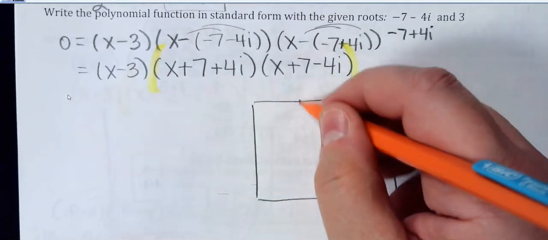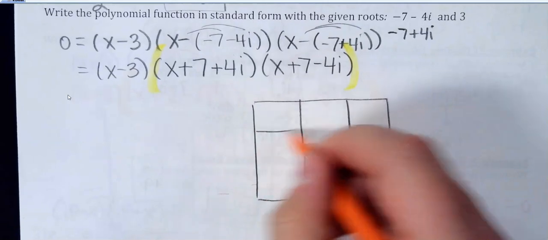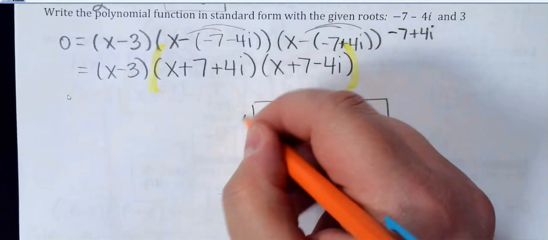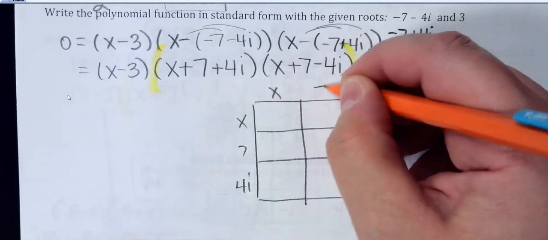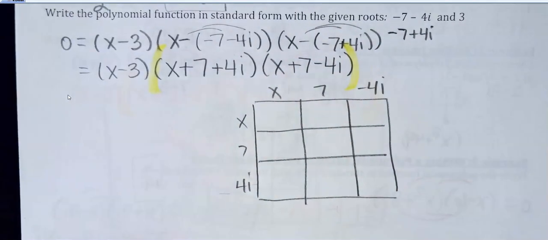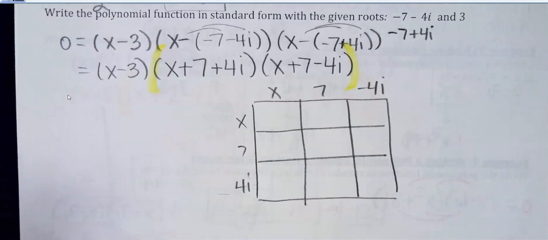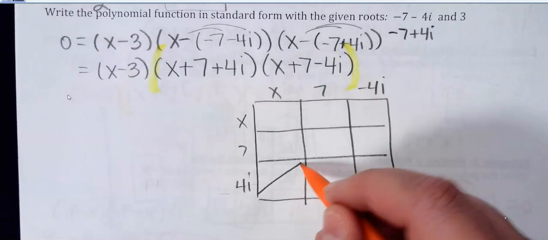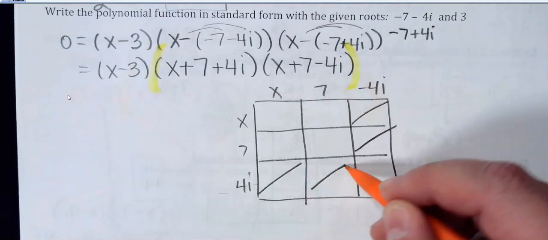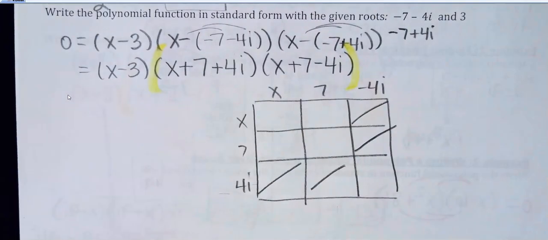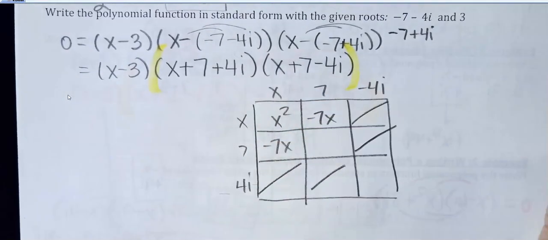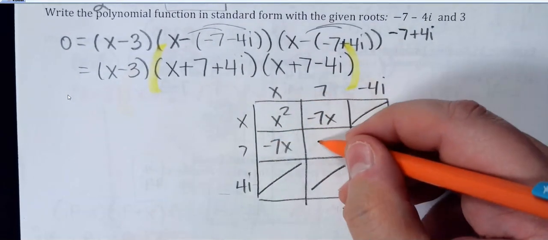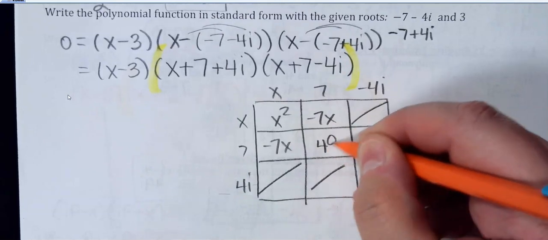All right, now I'm just going to draw myself a beautiful little box. And I'm going to do x, 7, and 4i down the side. I'm going to do x, 7, and negative 4i across the top. Doesn't matter, you could switch that up. We would get the same answer. Now, I am not going to do this on this question at all. I'm just not even going to fill them in. I know those boxes are going to cancel each other out. I should get an x squared plus 7x plus another 7x. Those don't cancel. In the very center, 7 times 7 is 49.